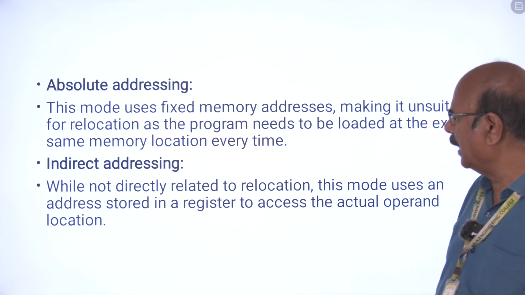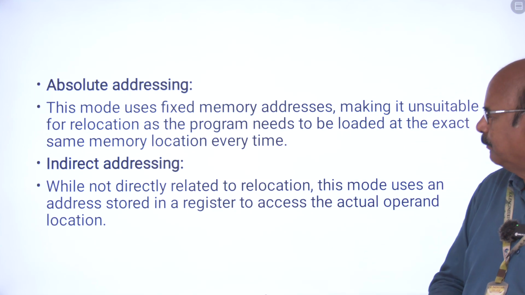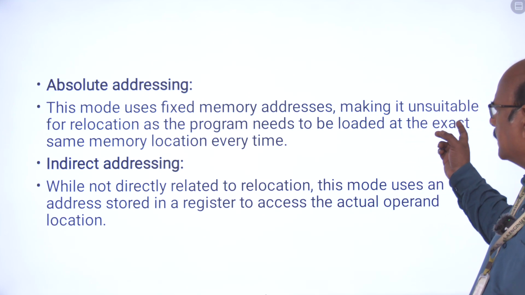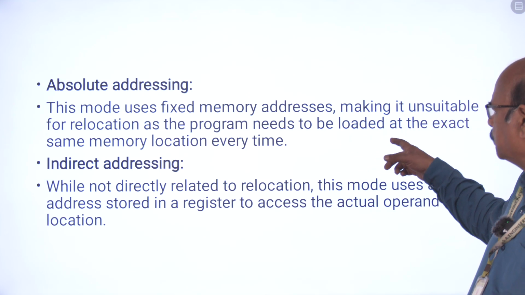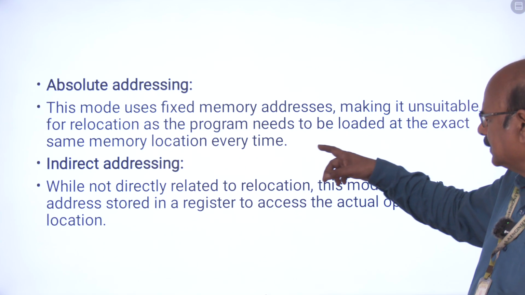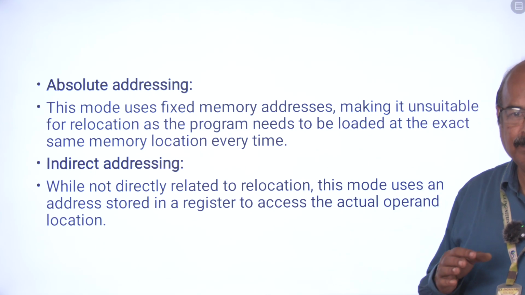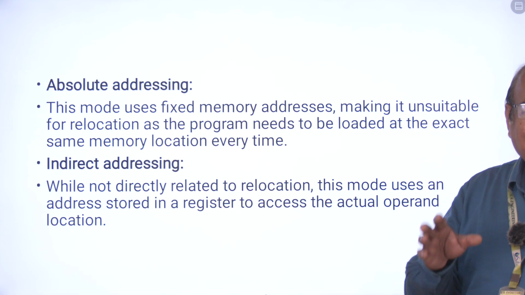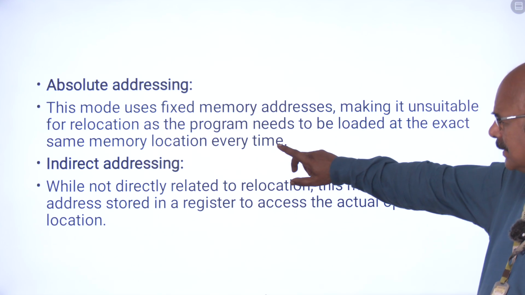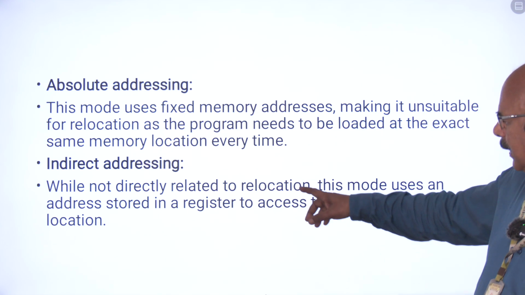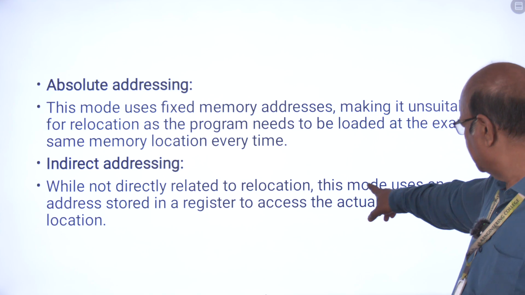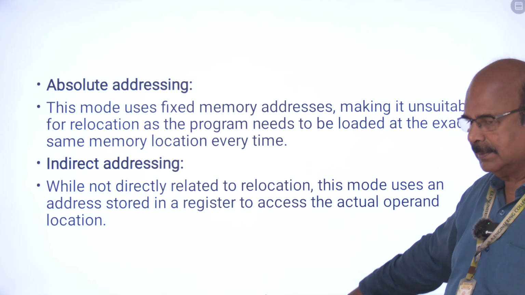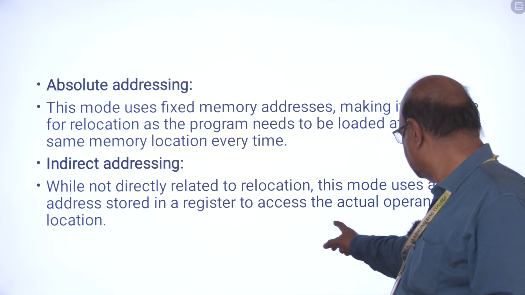Now absolute addressing, what is the definition for that? This mode uses fixed memory addresses, making it unsuitable for relocation, as the program needs to be loaded at the exact same memory location every time. Next one is indirect addressing. While not directly related to relocation, this mode uses an address stored in the register to access the actual operand.